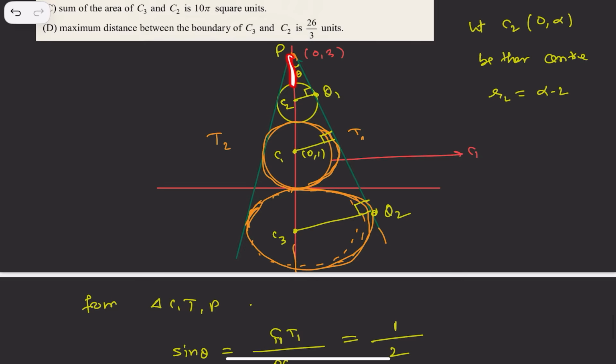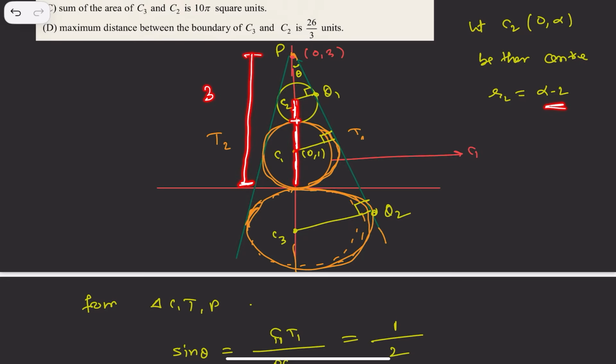PC2 is this distance, correct? Now tell me one thing, what total distance have we been given? Total from the origin, this is 3. And this distance is 1 unit, this is 1 unit, so in total this is 2 units, and this is the radius, correct or not? We don't know this radius yet, so the radius we got is alpha minus 2.